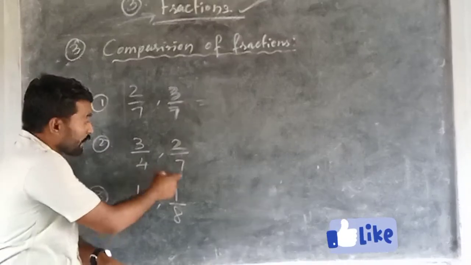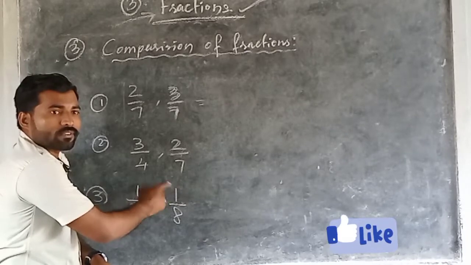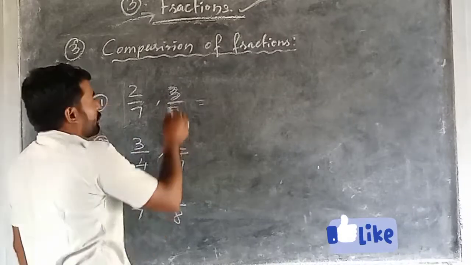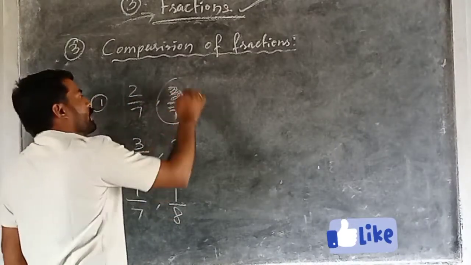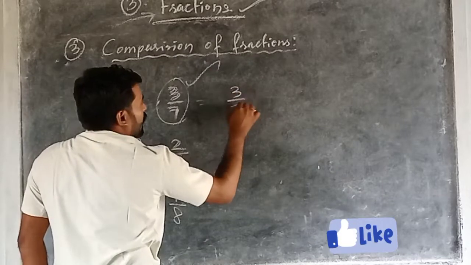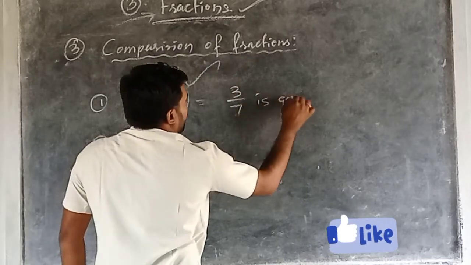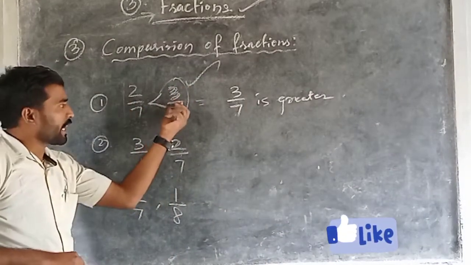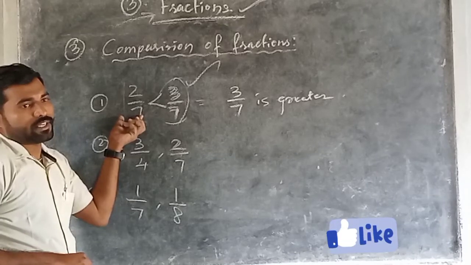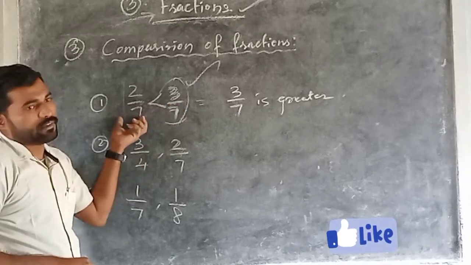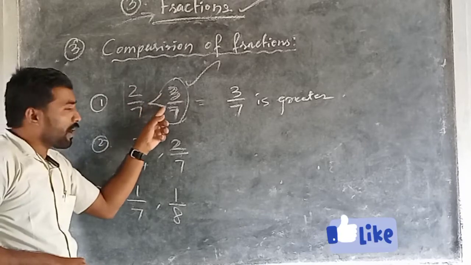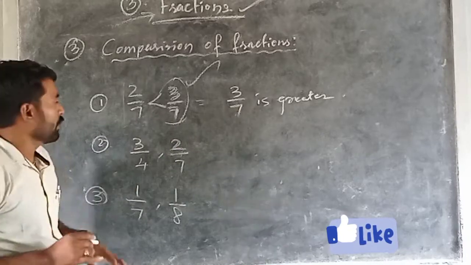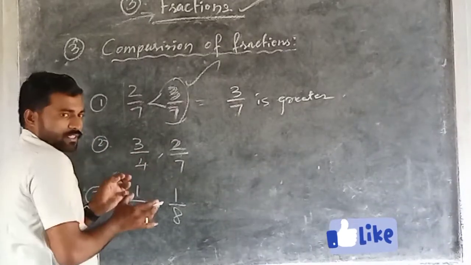Here you cannot say, as the denominators are not equal. Look here. Here you can say directly 3 by 7 is greater because 3 is greater. So the answer is 3 by 7. That means this is greater, this is smaller. Understand? 2 by 7 is smaller than 3 by 7. It's over.